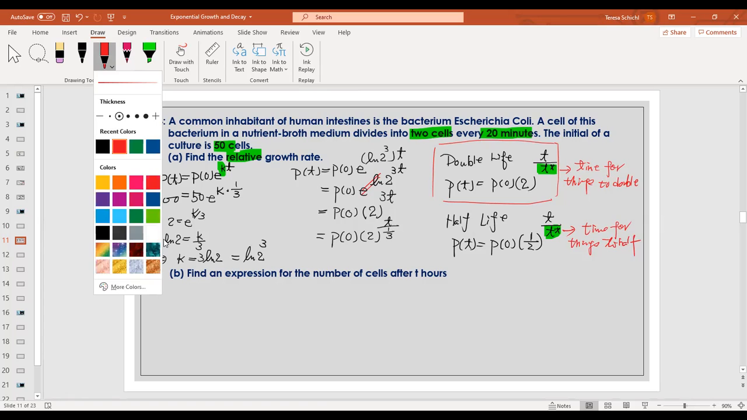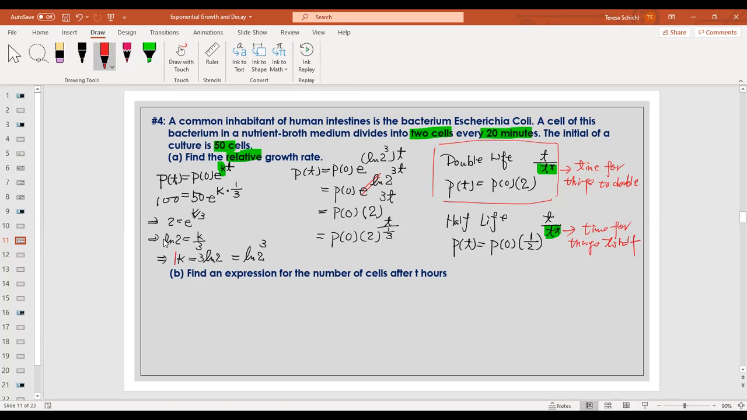Okay, so for the first problem here, we did a little bit too much. They just want us to find the relative rate, so the relative rate is natural log 2 times 3. Part B says find the expression for the number of cells after t hours.